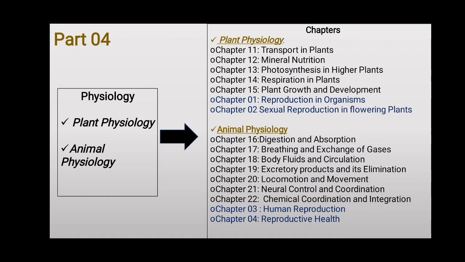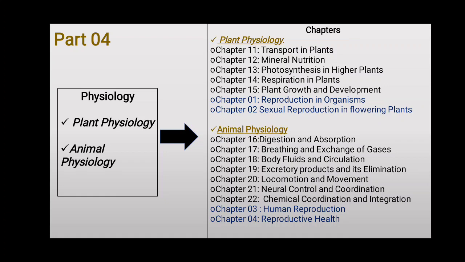Control and coordination means you are studying about the brain and how you sense the environment. And chapter 22 deals with chemical coordination and integration. We have two things: first is the nervous system, and second is chemical coordination and integration. This deals with the hormones which are going to control you. One thing that controls you is the neuron, and the second thing that controls you is the chemical known as hormone. Hormones are low molecular weight molecules which help in controlling your body.